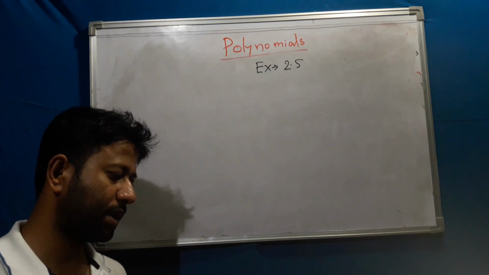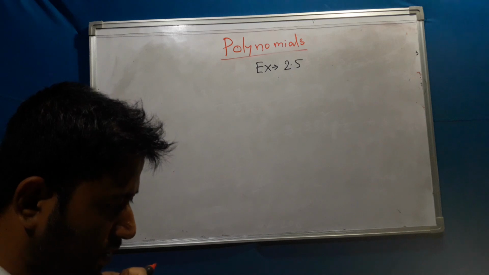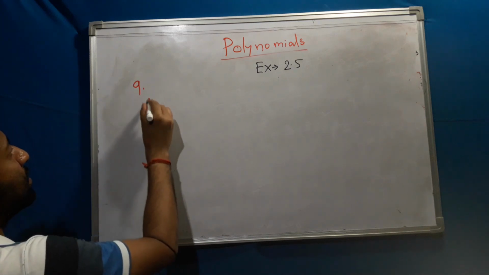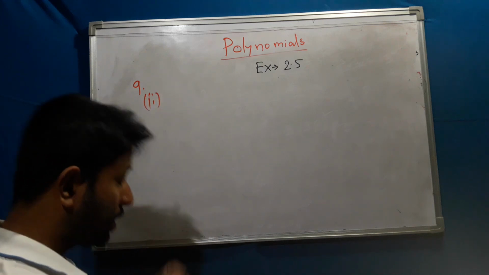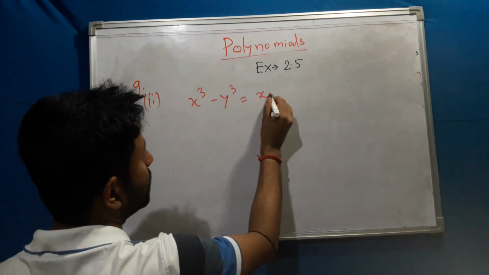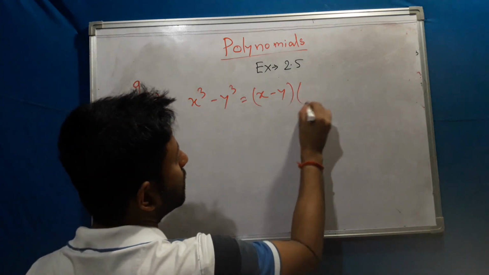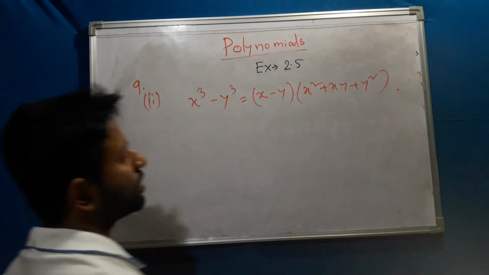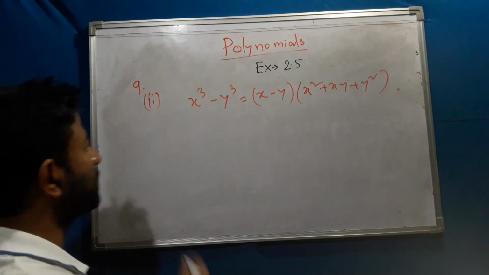Now they are telling us to verify some questions. Here 2 questions are given. I'm solving only one. Suppose I'm doing question number 2.9, question number 2. They are asking me to verify. That means what I have to show? x cube minus y cube equal to x minus y into x square plus xy plus y square. I have to check whether this is right or wrong. So let's start with the right hand side.